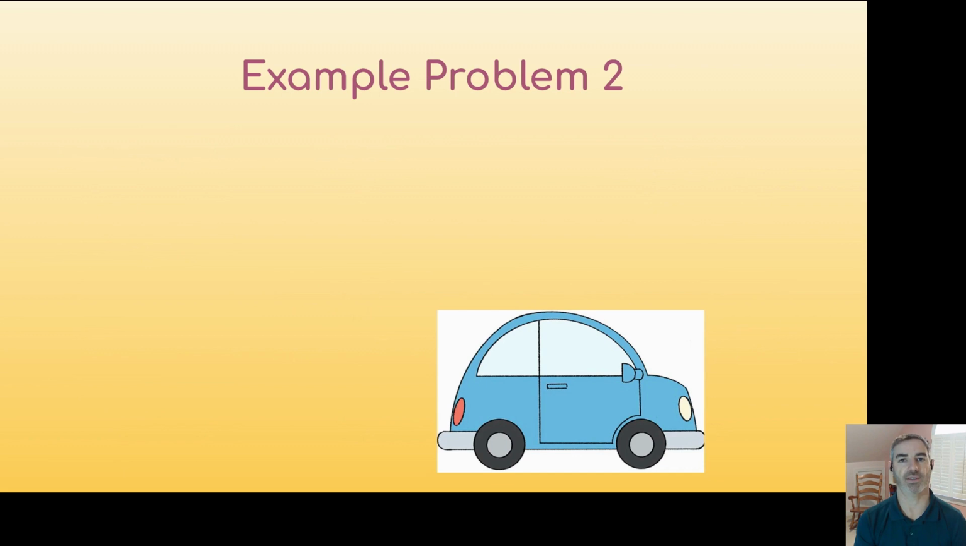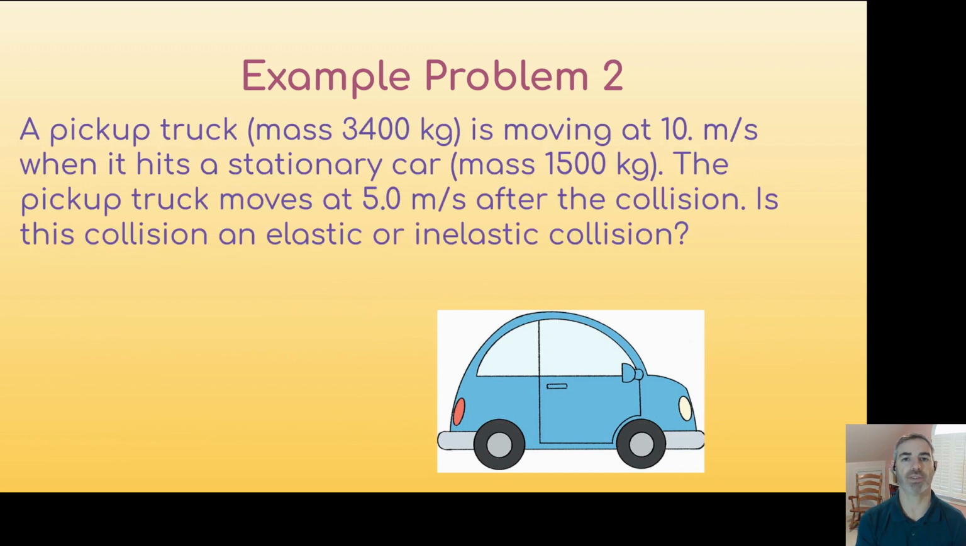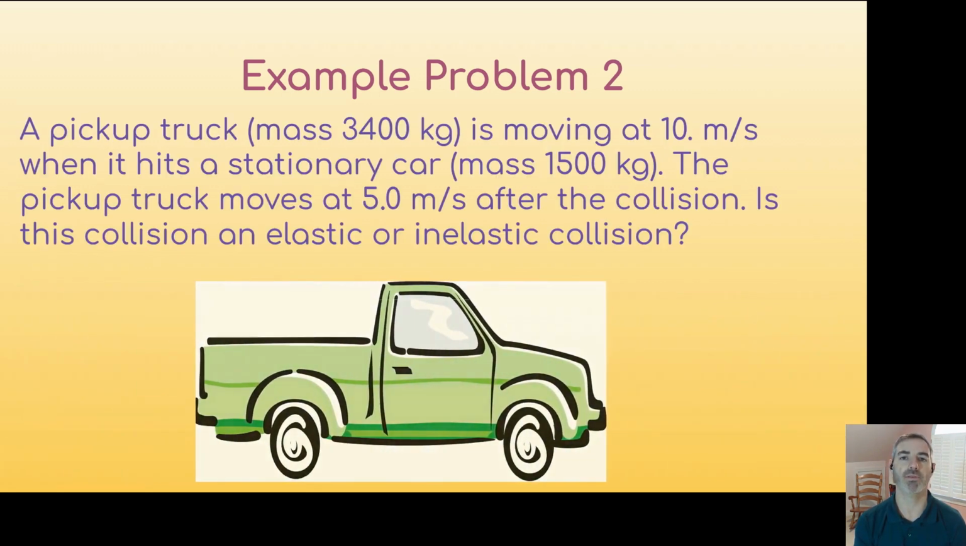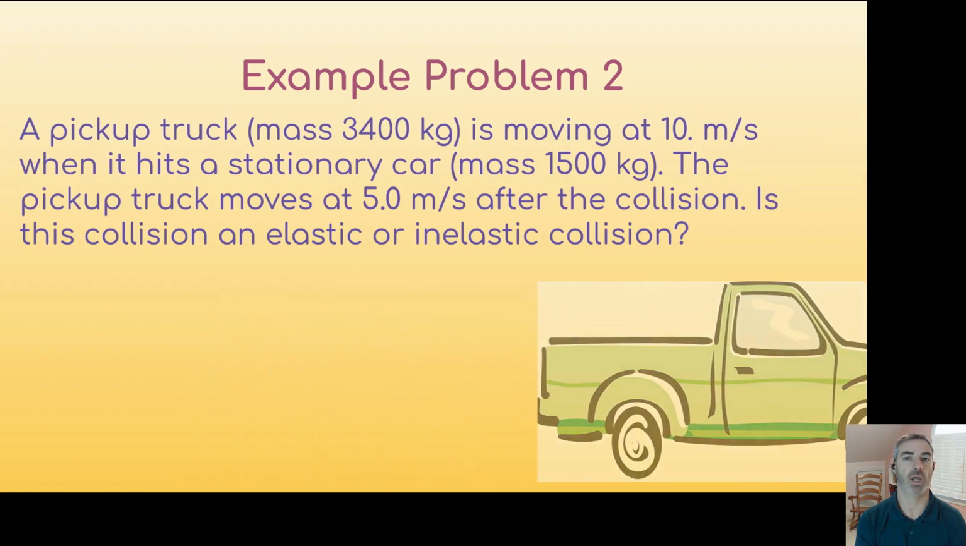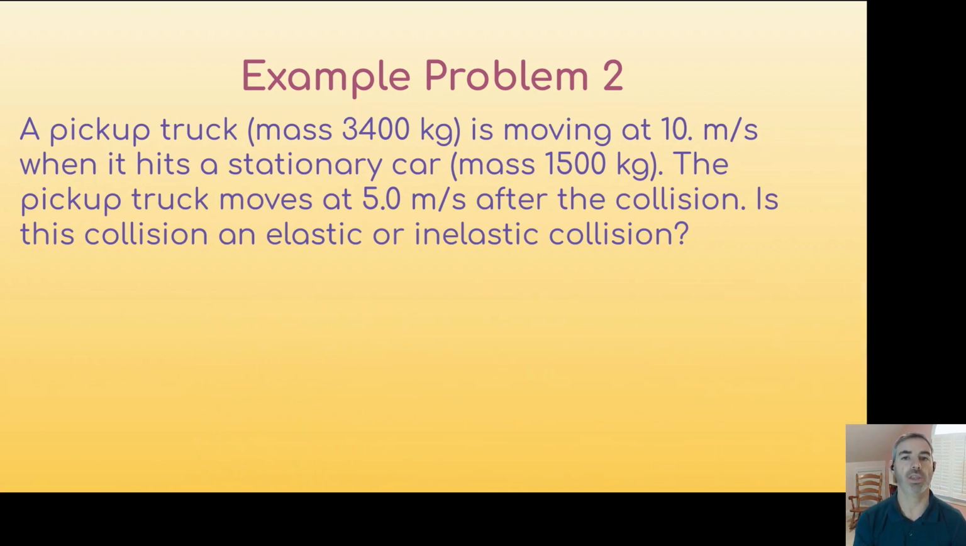So here's our second example. We have a pickup truck that rear ends a car and they move off both in the same direction, but they do not stick together. The masses and velocities are given, and we want to know if this is an elastic or inelastic collision. So what we don't know is how fast the car was moving after the collision. We know the pickup truck's values, but we don't know the car's.